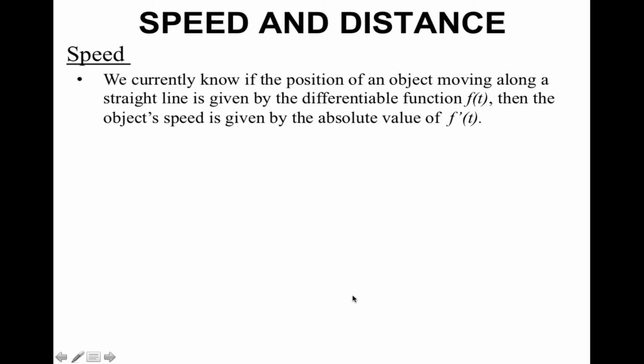All right, speed and distance. So speed, we currently know if the position of an object moving along a straight line is given by the differentiable function f of t, then the object's speed is given by the absolute value of f prime of t.